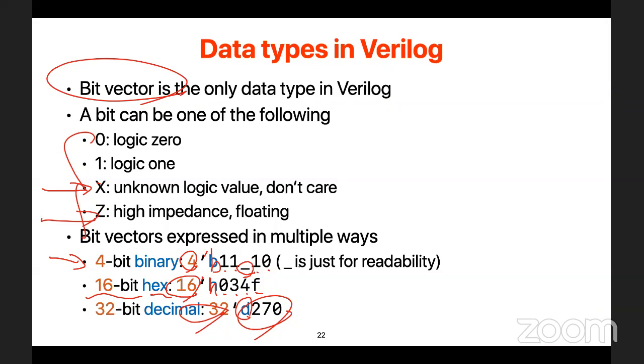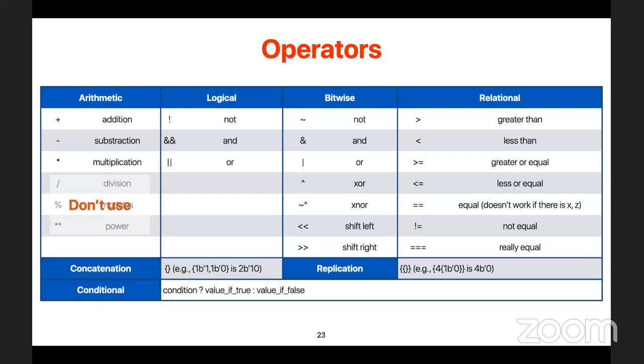Verilog also supports a set of arithmetic, logical, bitwise, and relational operators. For arithmetic operators, we have plus, subtraction, and multiplication, and these three you can use. For division, mod, and power, Verilog does have them. However, according to our experience, if you try to use them, your circuit will not synthesize or will not be able to fit into the design that we have. So never use these three, even though a lot of slides tell you that Verilog supports them. There are also logical operators like not, and, or.